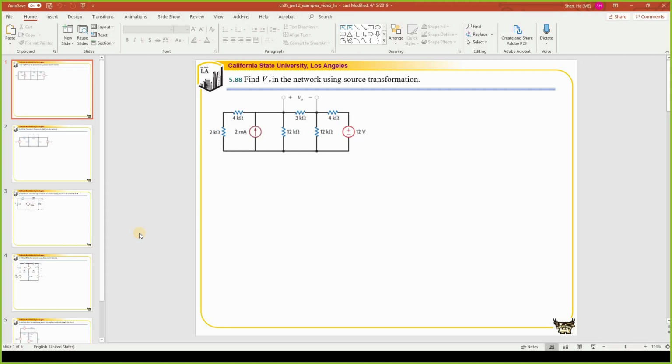Let's look at the first example. In the first example, we're going to find Vo in the network using source transformation. Vo is over here, and by looking at the left-hand side, it has a current source, and the right-hand side has a voltage source. Eventually we want to convert the two sides to a very simplified circuit so that we can solve for Vo. That is the idea.